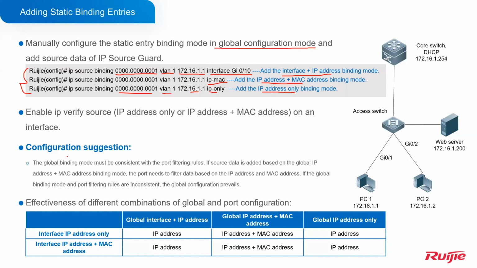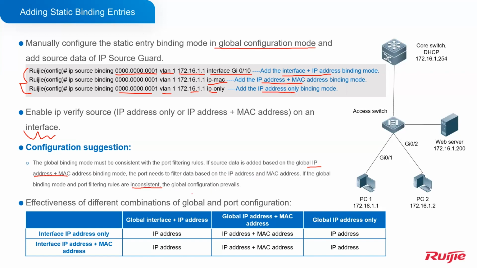But when you enable the IP verify source, it's configured on the interface, right? So the mode you choose will actually affect the result. For example, the global binding mode must be consistent with the port filtering rules. If source data is added based on the global IP and MAC, the port needs to filter data based on the IP address and MAC address. If the global binding mode and the port filtering rules are inconsistent, the global configuration prevails.